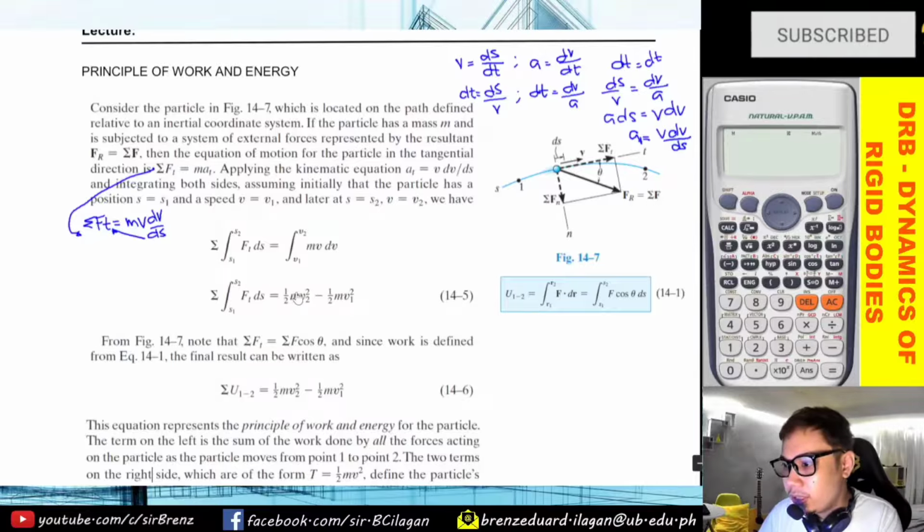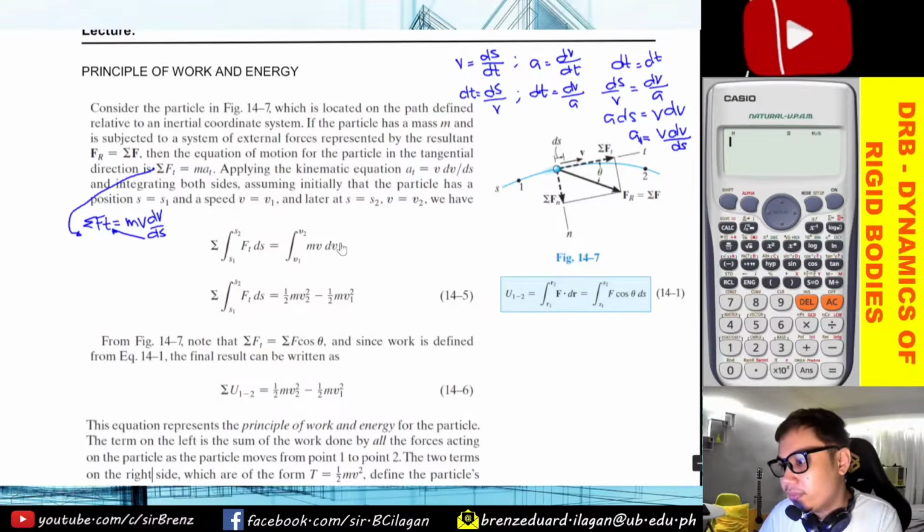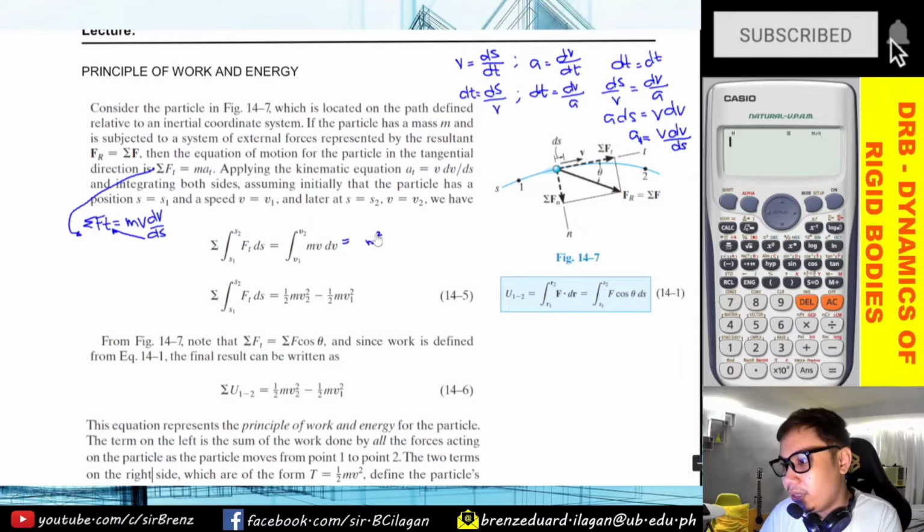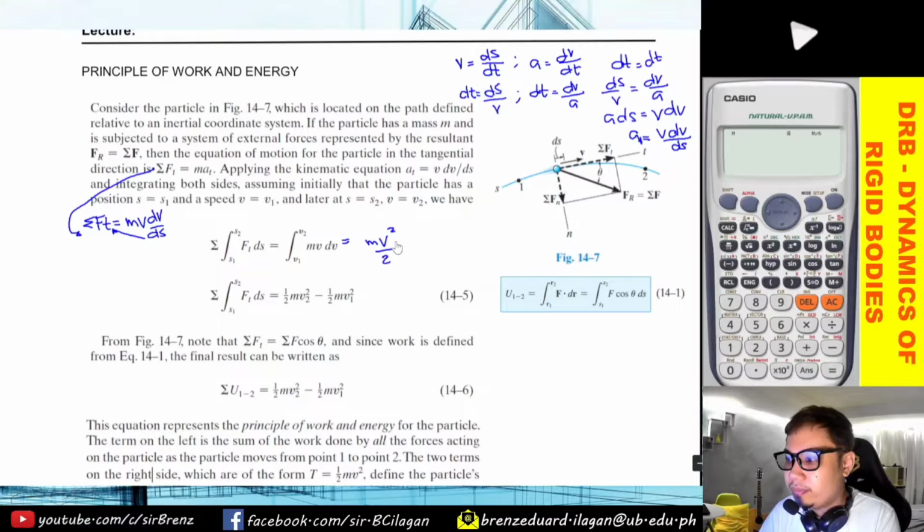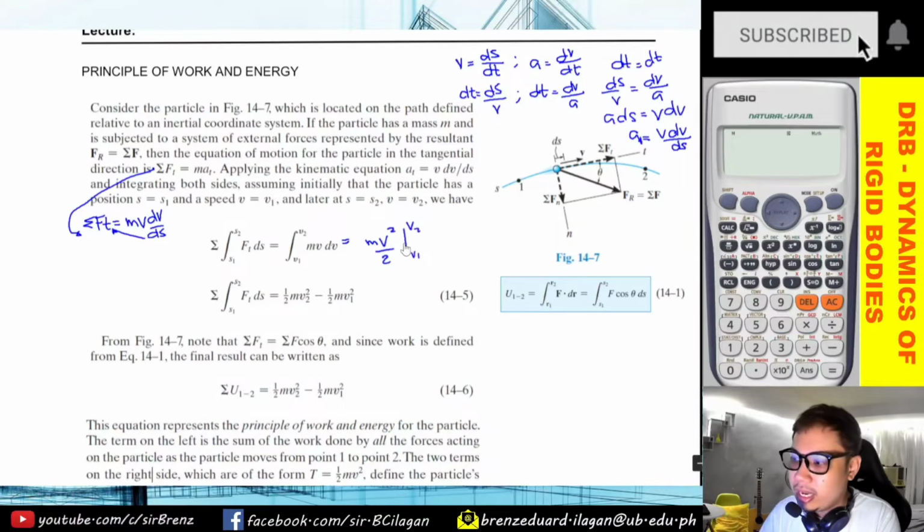So, magiging m squared. Di ba, ito is m squared, m constant nga pala yung mass. So, mangyayari, v squared all over 2, yung exponent. Ayan. So, magiging limits of v1 and v2. So, nangyari lang upper limit minus lower limit. So, kaya tayo nag-arrive sa equation na to.